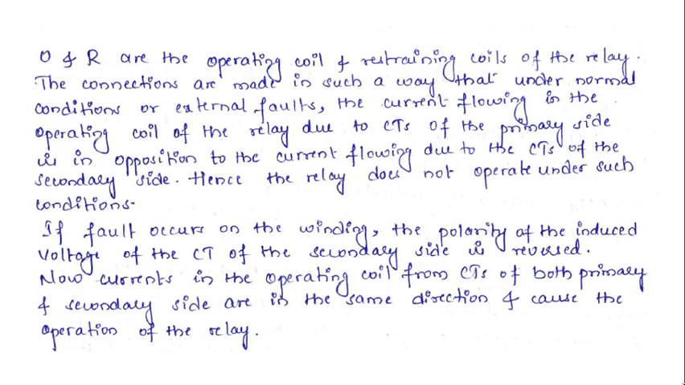O and R are the operating coil and the restraining coils of the relays. The connections are made in such a way that under normal operating conditions or external or through faults, the current flowing in the operating coil due to the CTs of the primary side is in opposition to the current flowing due to the CTs of the secondary side. Hence, the relay does not operate under such conditions.